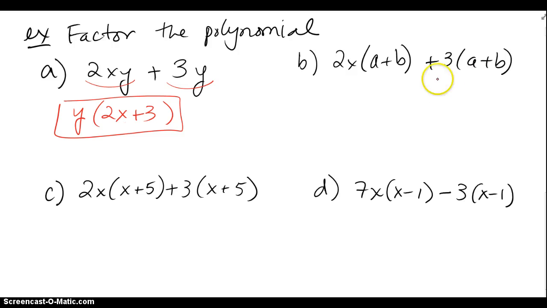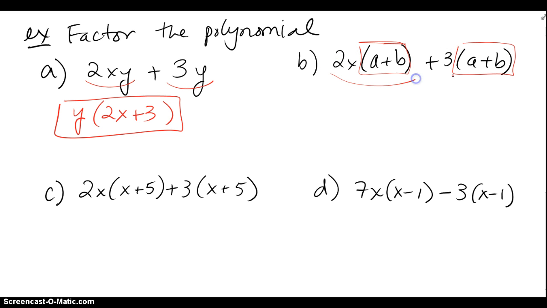Now look at part B. It looks a little bit strange because you almost feel like distributing the 2x and the 3. But don't do that because the problem says factor. So we're supposed to break it apart and write it as a product. If you distribute, you're just going to mess things up again. Now this, B, is really very similar to A, except that instead of having a y in common, there's this giant A plus B that's acting like my y.